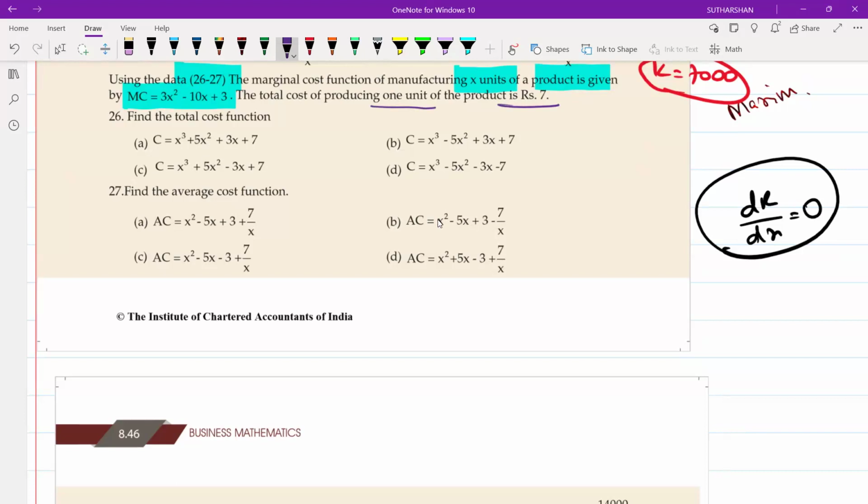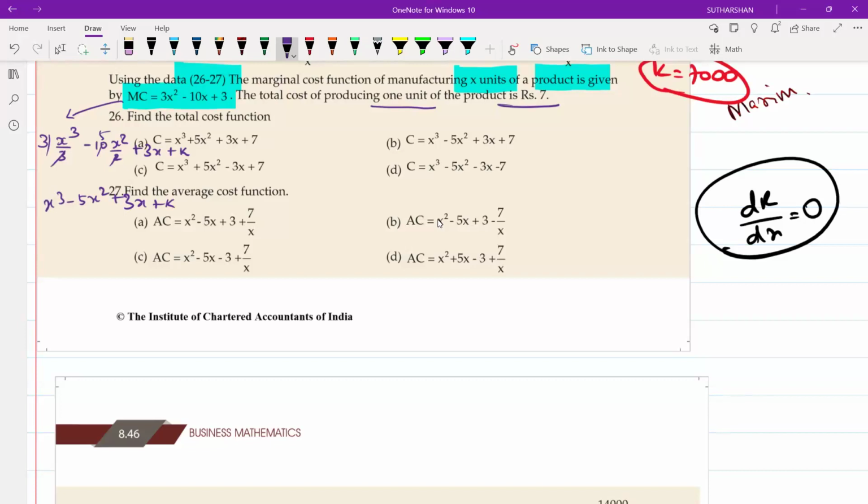So what we'll do, 3x square I will take. This 3x square will become what? 3 into x cube by 3. Minus 10x will become minus 10x square by 2. Plus 3x plus k. Correct? Now 3 gets cancelled. It will become x cube minus 5x square plus 3x plus k. Correct? Okay.